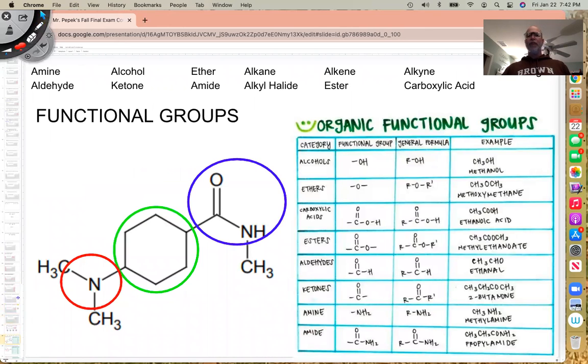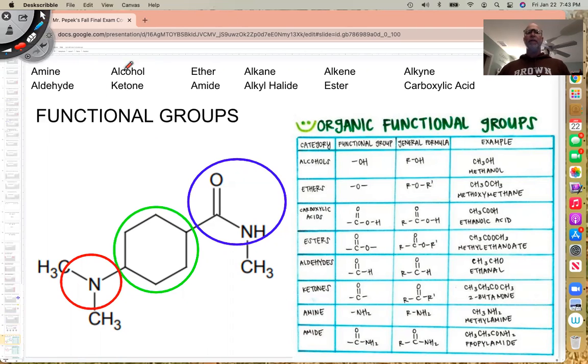Okay, that's going to move us straight into functional groups, ladies and gentlemen. So let me go through some of these functional groups. A functional group is a little part of a molecule that kind of sticks off to the side. So what would be the functional groups here? Well, let's take a look.